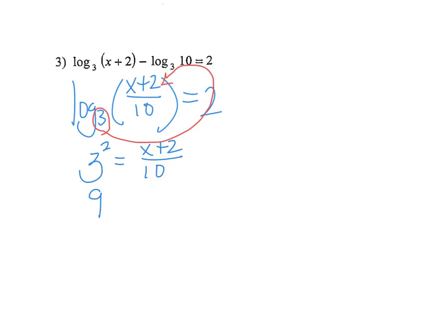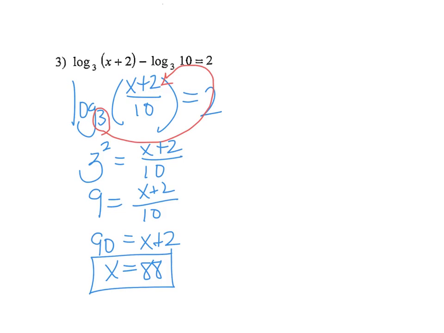3 squared is 9, equals x plus 2 divided by 10. We're going to multiply both sides by 10. I get 90 equals x plus 2, and subtract 2, and x is 88. And you're solved. Those are the basics of using the properties. Hope you understood what was going on.